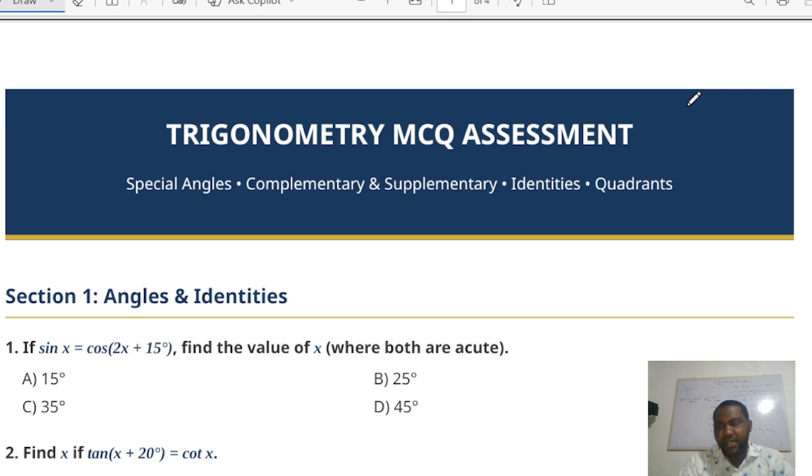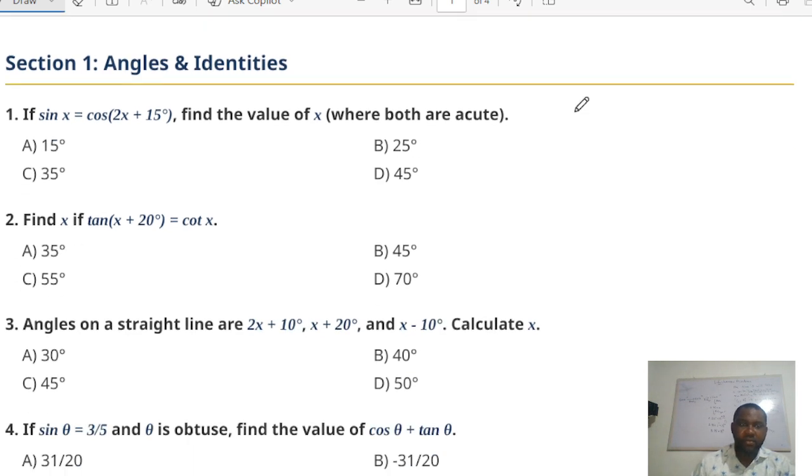Here we are going to be looking at some questions on trigonometry, which is very important for those of you writing WAEC and those of you writing math in JAMB, and also for undergraduates, the 100 level students. This is going to help you. Okay, so we start with the first one.